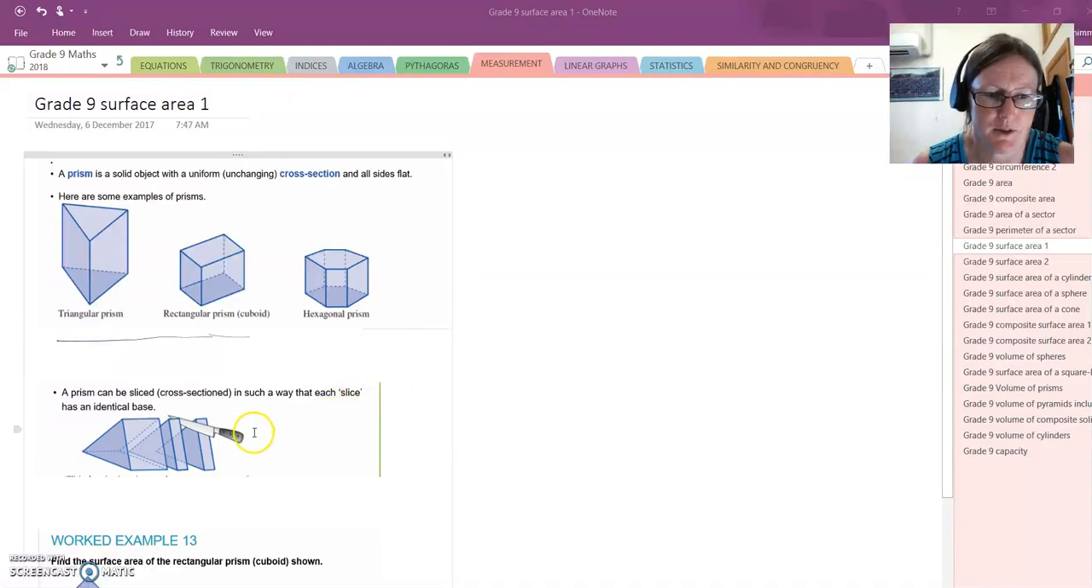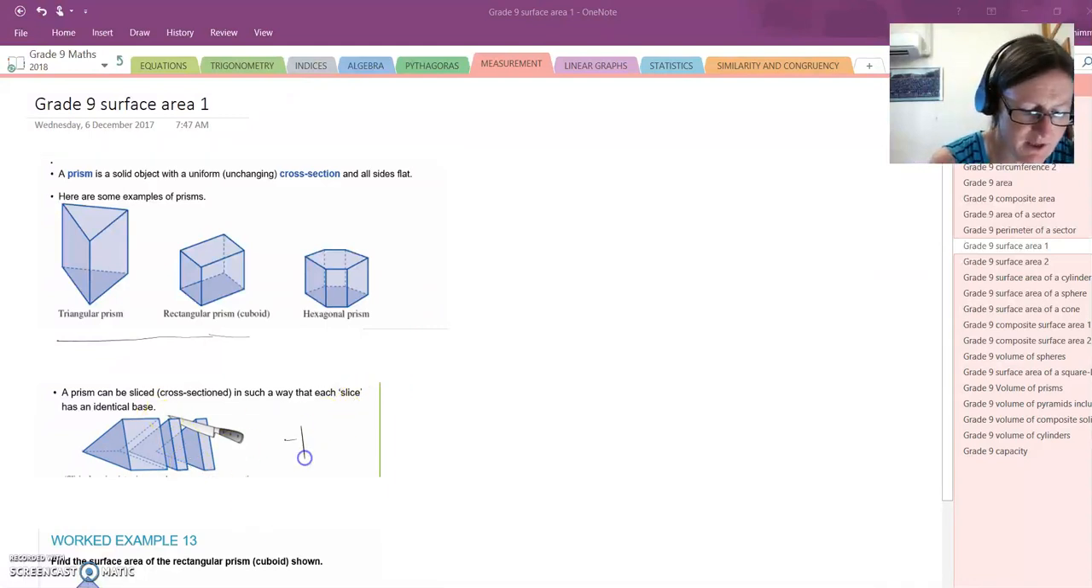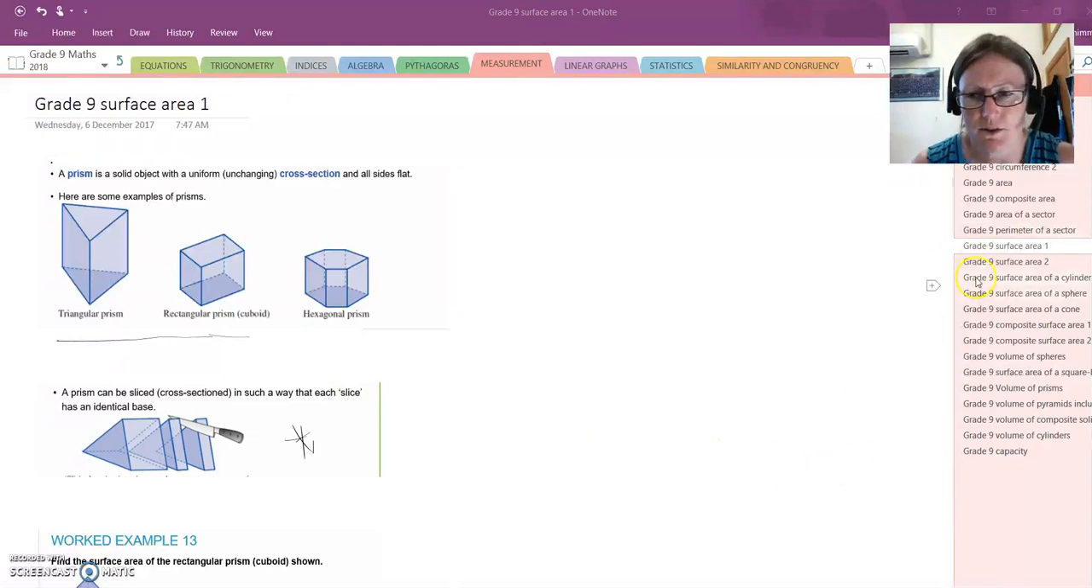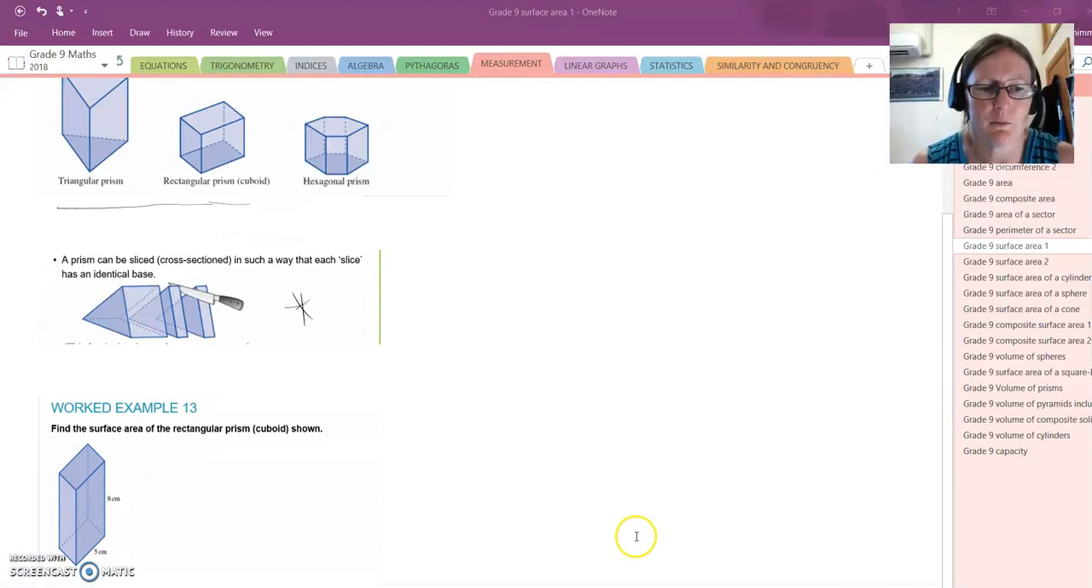They're all prisms. Again, here's another prism that's like our Toblerone. If I take a vertical slice down, it's going to look the same. That is a prism. We've got a rectangular prism here, and we're asked to find the surface area. The total surface area of a solid is the sum of the areas of all the faces.